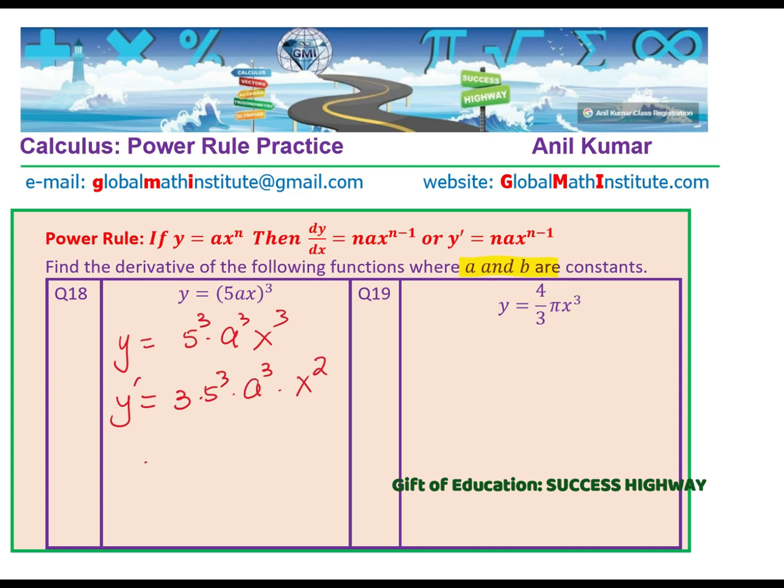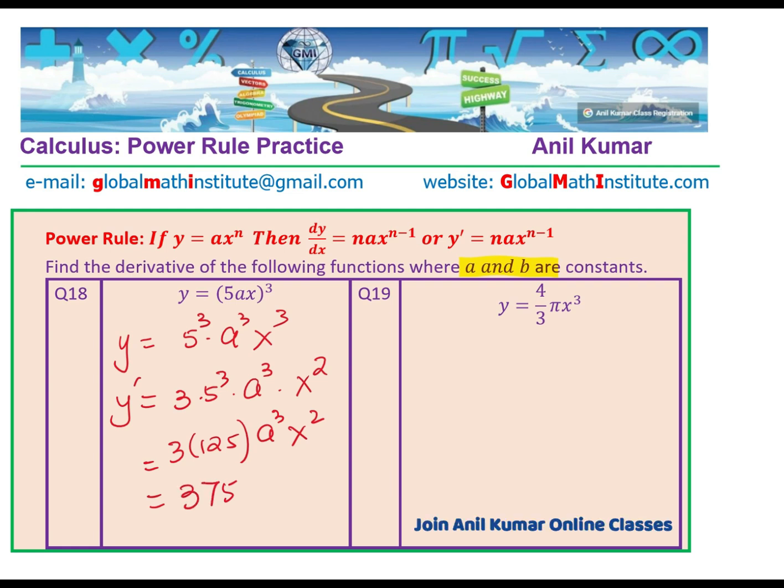So you could now write 125 into 3, right? 3 times 5 cubed is 125, a cubed x squared, and that is 3 times 5, 15, 3 times 2, 6, and 1, 7, and then 3, 75 a cubed x squared as the result, right? So that is how you can expand and then write down your result.